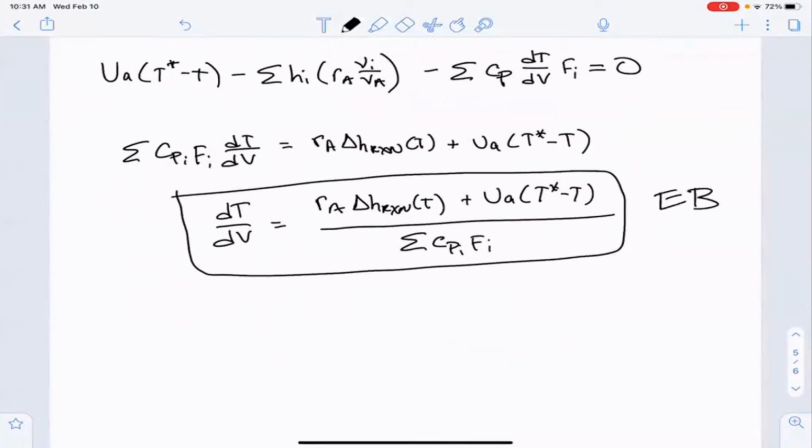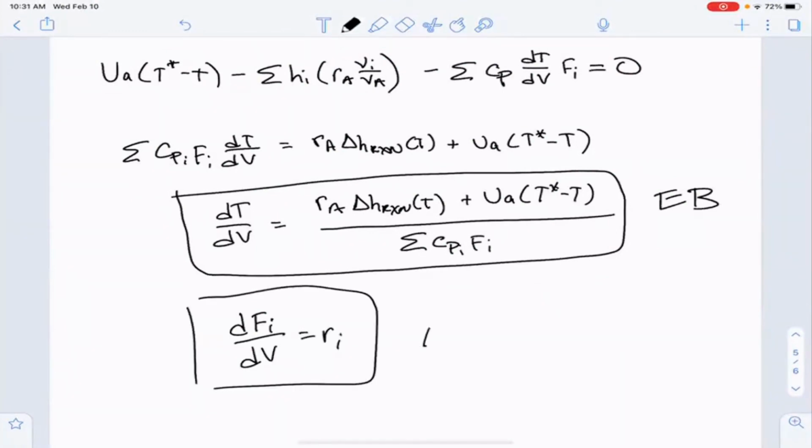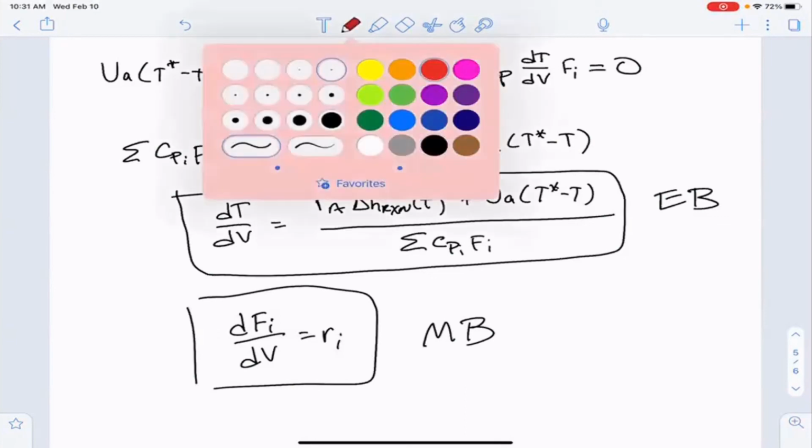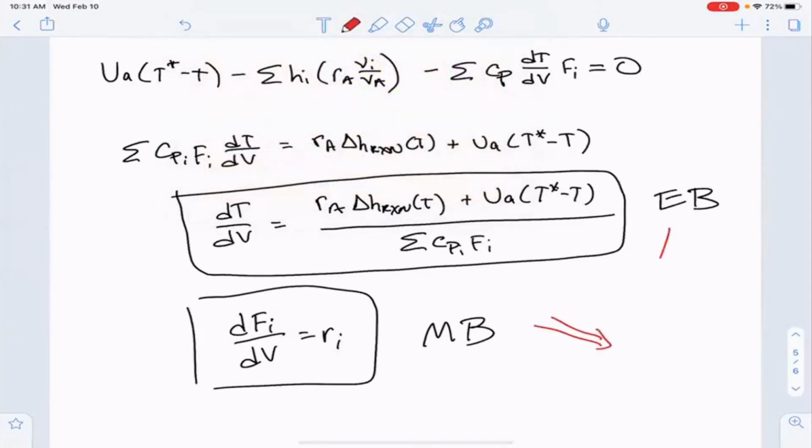We also need our mass balances, right? That dFi/dV is equal to Ri, right? These are our mass balances. And when we come across problems like this, there's really only one way that I think of solving them, and that is to use software. Either Excel with Euler's method, or MATLAB, Mathematica, MathCAD, Polymath, whatever you guys like to use.